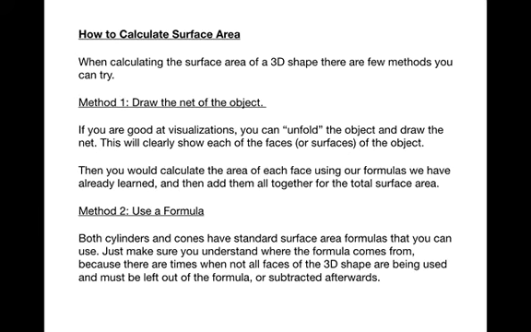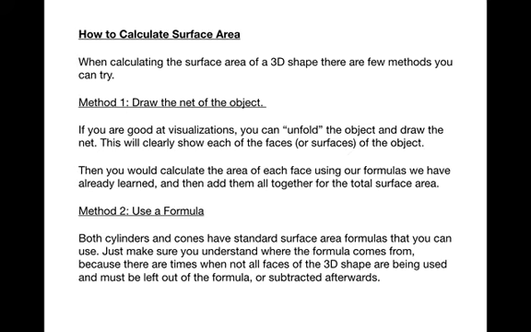Okay. So our methods on how we calculate surface area are kind of similar to what we did before, right? You can either draw the net and then take a look at what each of the faces and surfaces are, and then calculate the area of those, okay? That one for the cone is definitely really tricky, right?